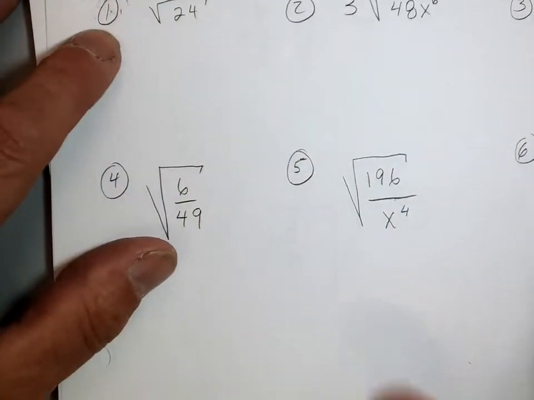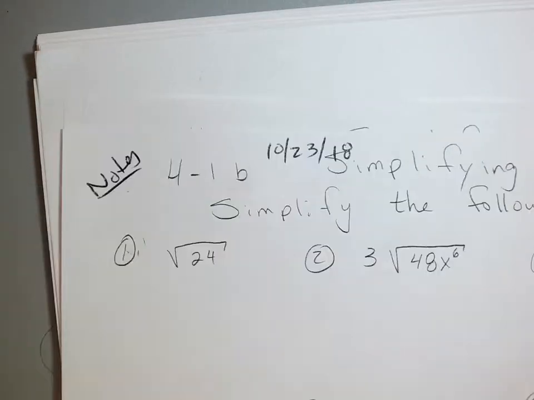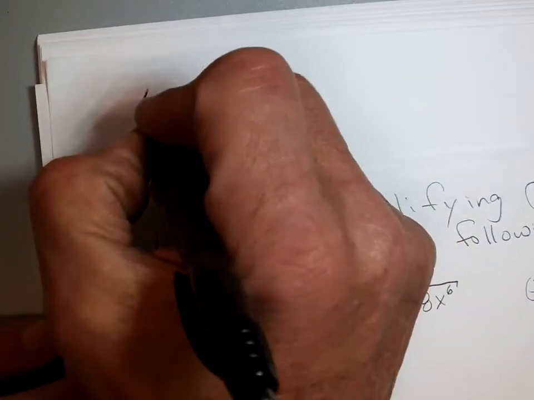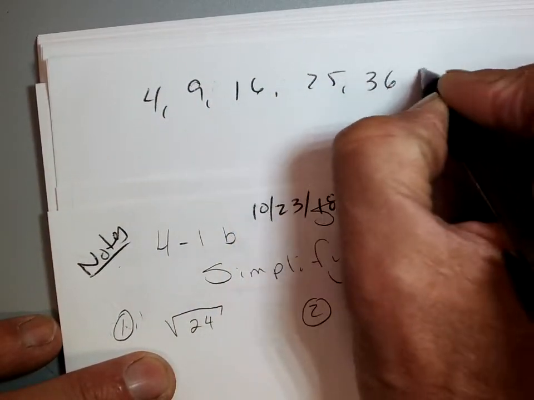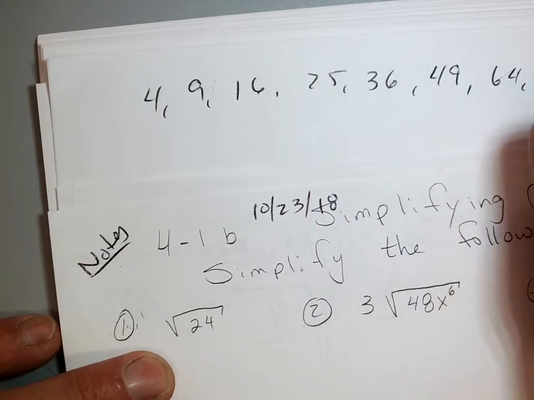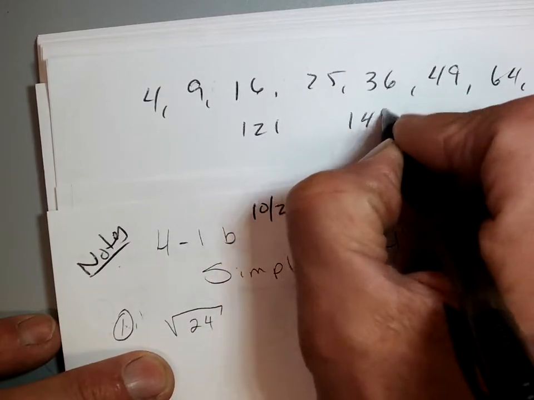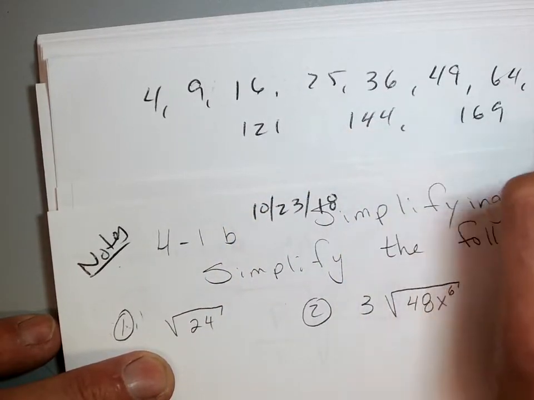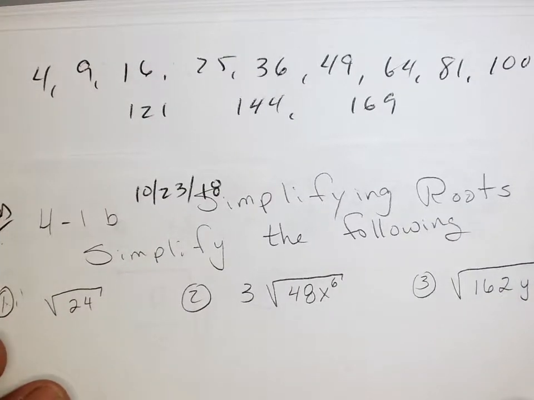Okay, number one. So we've done these four. We're looking for perfect square roots. The numbers we're always looking for are any of these numbers, right? We're looking for 4, 9, 16, 25, 36, 49, 64, 81, 100, 121, 144, 169, and so forth. These are my perfect square numbers, right?